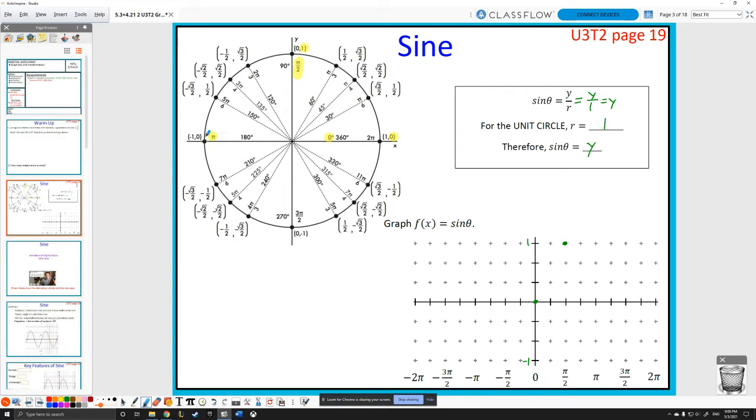At 180, or pi, my y value is again at 0. At 3 pi over 2, or 270 degrees, my y value is negative 1. So I'm going to go all the way down here to my negative 1. And as I rotate pi over 2 more, I have either 360 degrees or 2 pi. I return to 0.